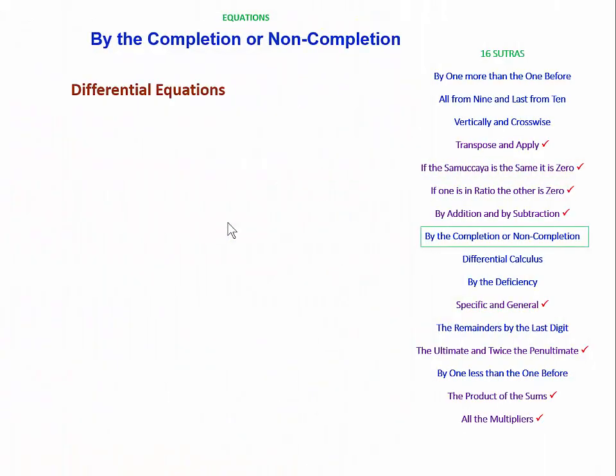Also, this sutra can be used in solving differential equations. This is in my book, Discover Vedic Mathematics. Suppose we had a differential equation like this. We notice we've got the sum of products here. And knowing the rule about differentiating a product, we look to see if we can arrange to have a perfect differential on the left-hand side here.